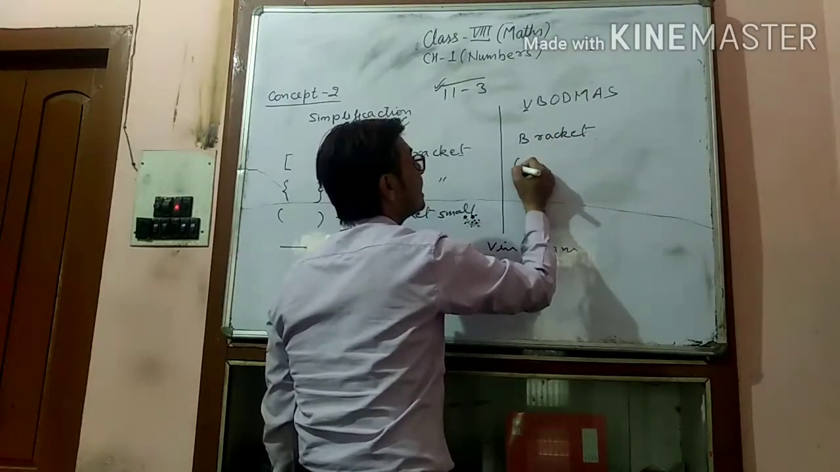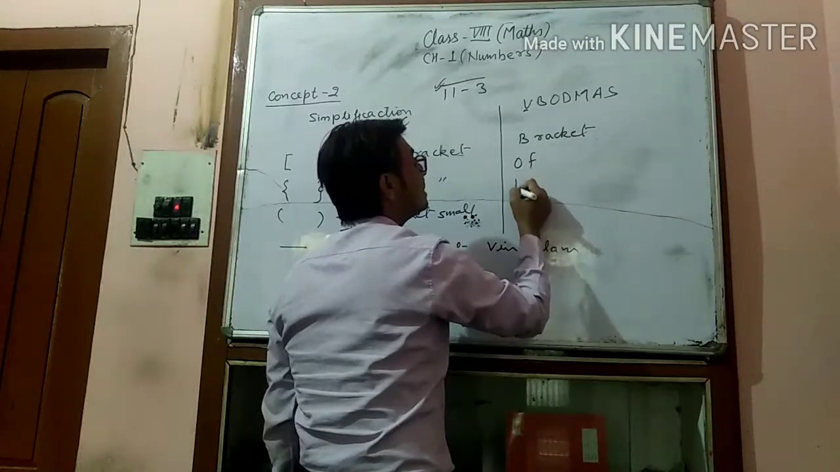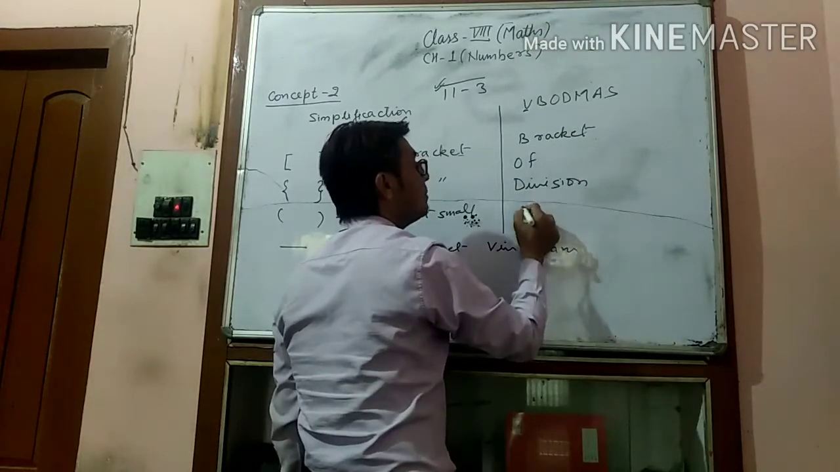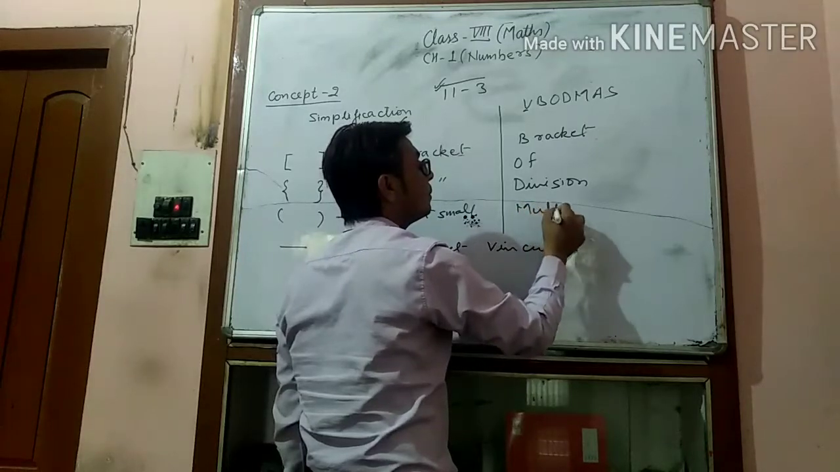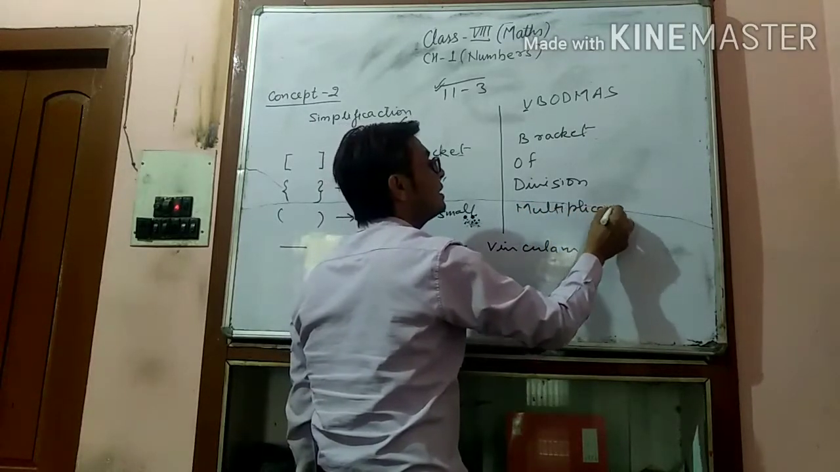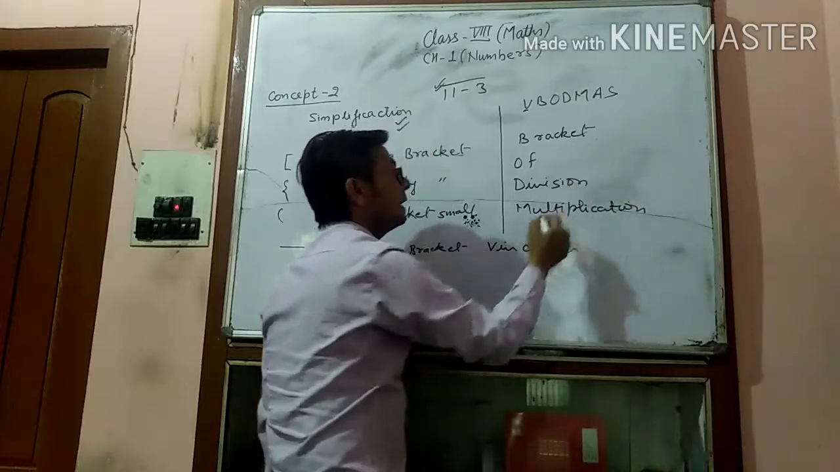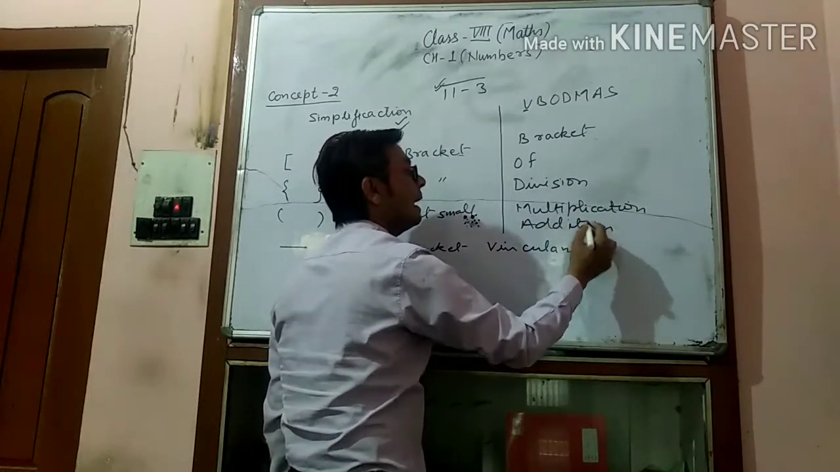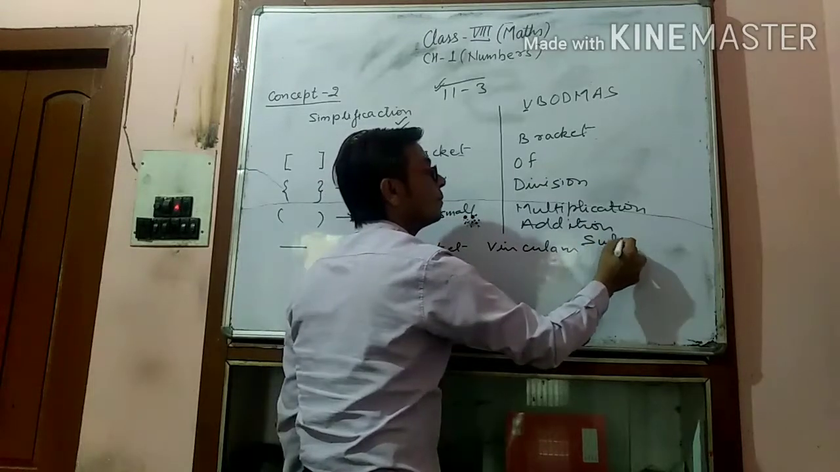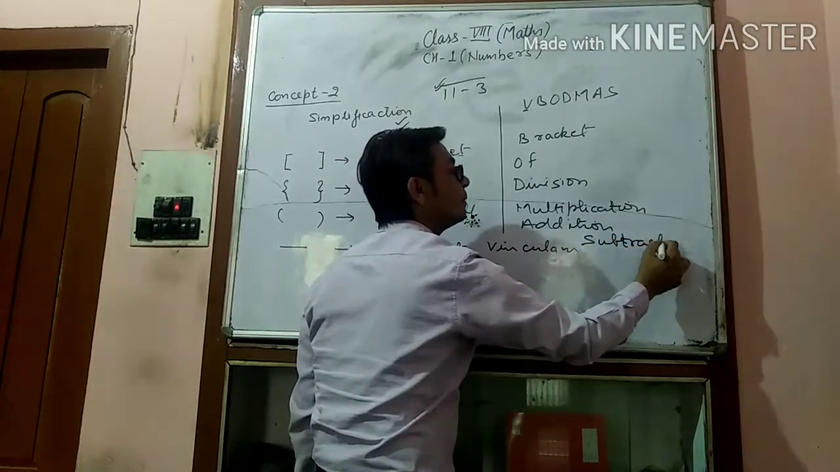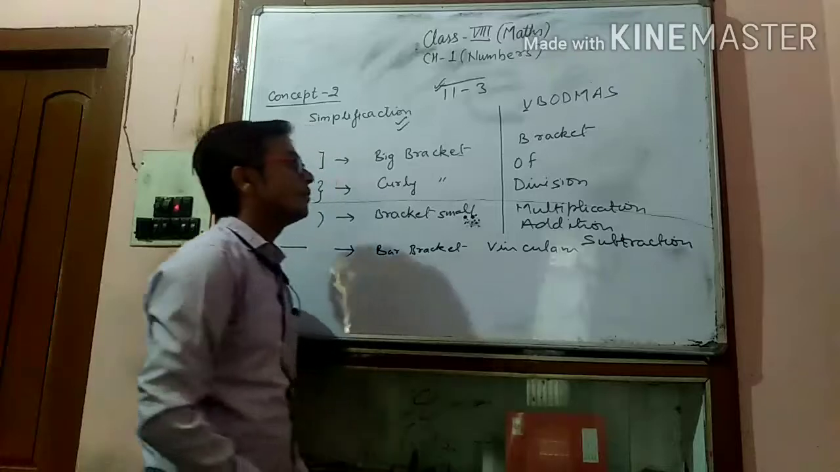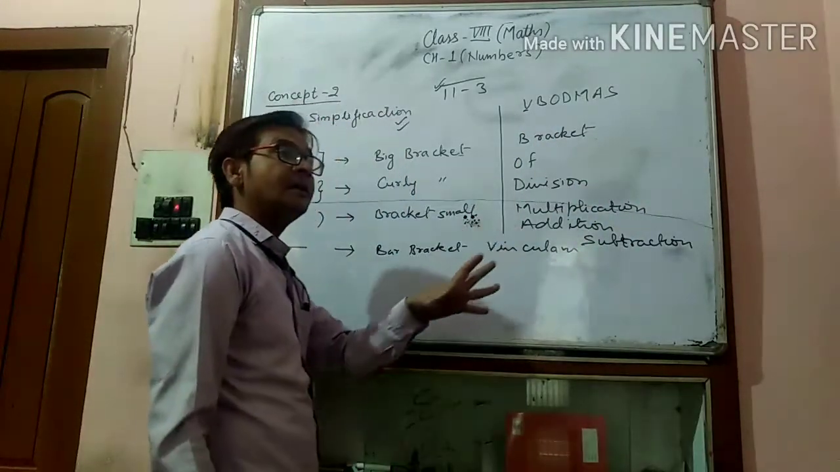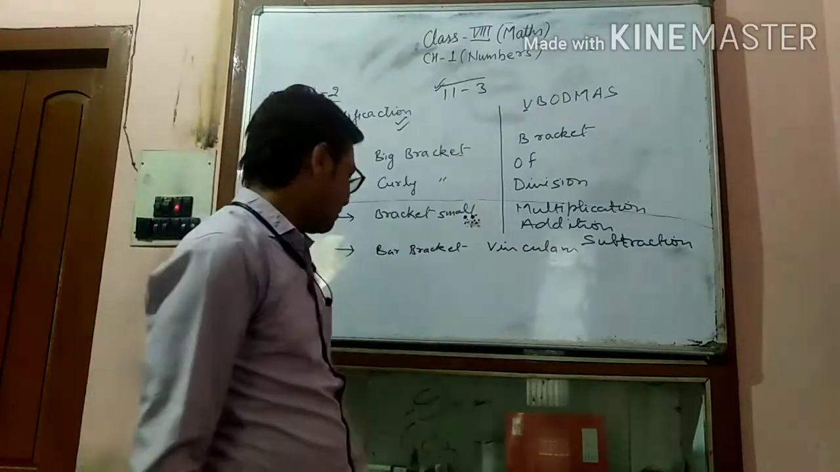Open the second one. O is for of, D is for division, M is for multiplication, A is for addition, and then subtraction. This concept will be applied in any question.